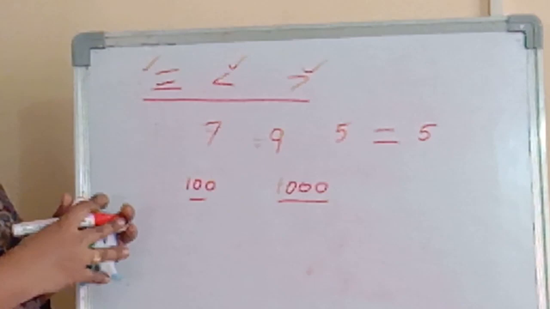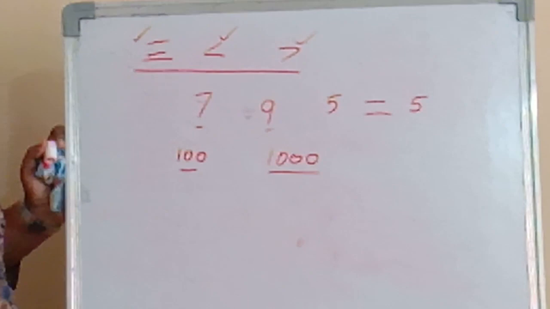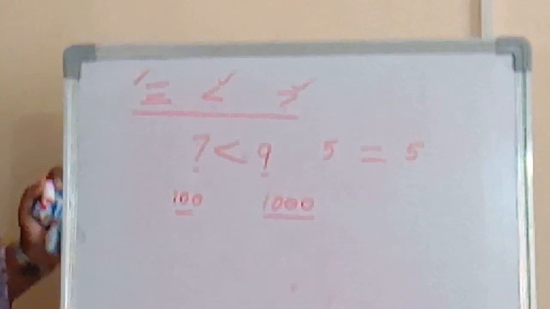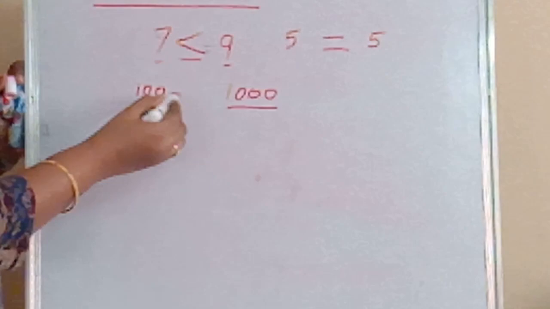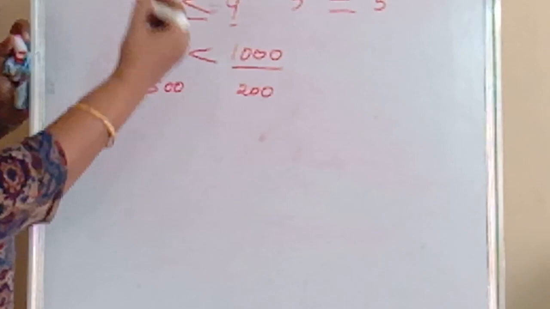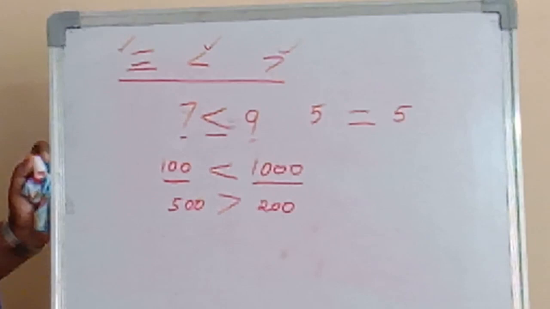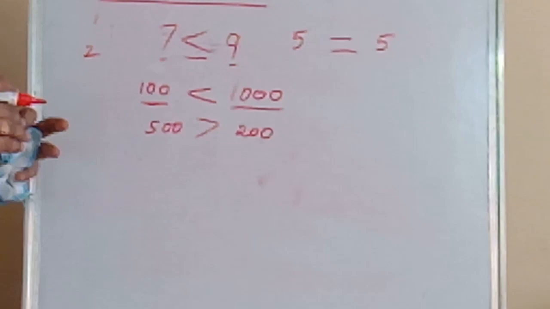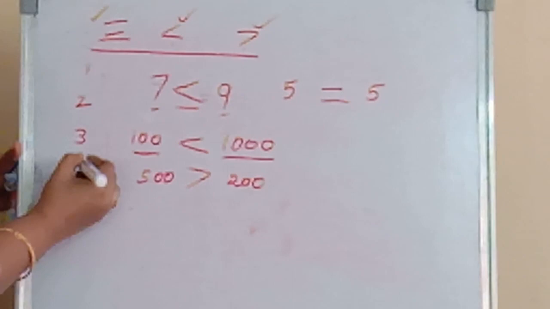Here 7 and 9, 2 numbers are there, which is big and which is small. We use the less than and greater than symbols. 9 is bigger than 7, so we can use this symbol. Here 100 is smaller than 1000, so same. 500 and 200, here 500 is bigger than 200, you can use this symbol. If we have any confusion in the comparison, let's take small digit numbers, 1, 2, 3, 4, 5, 6, 7, 8 and 9, up to 9.